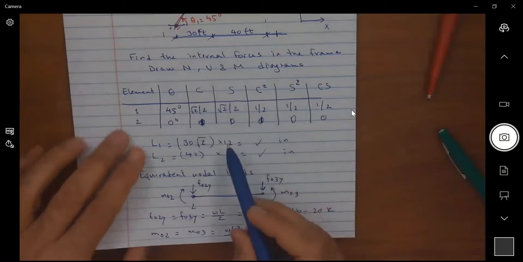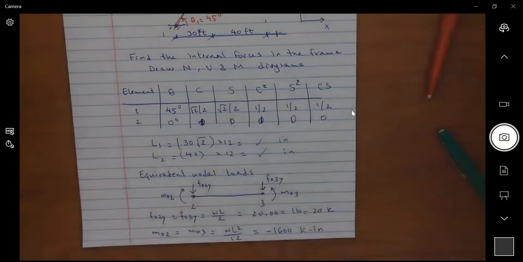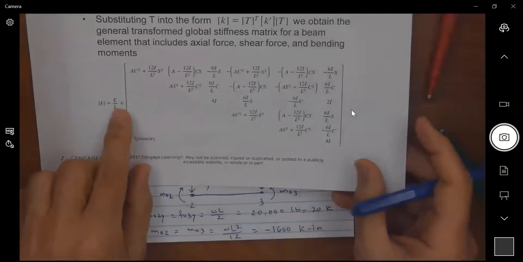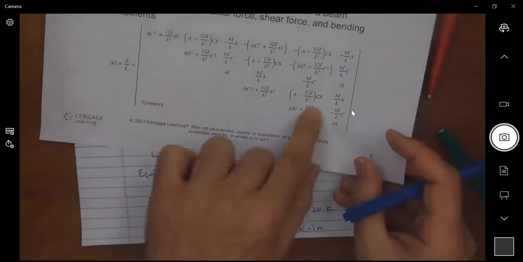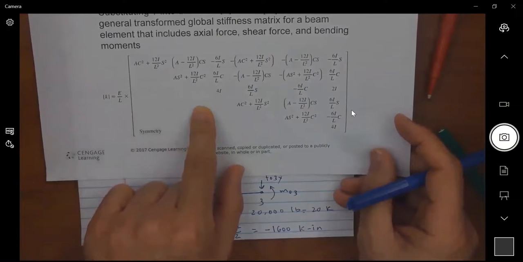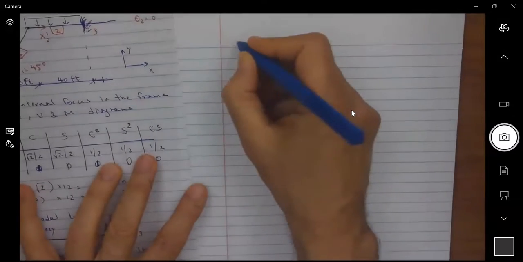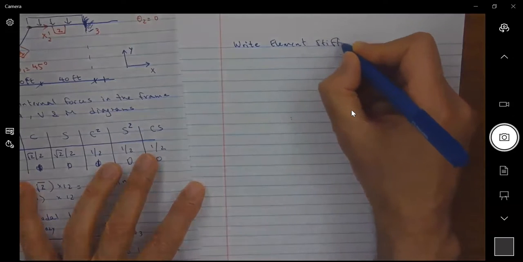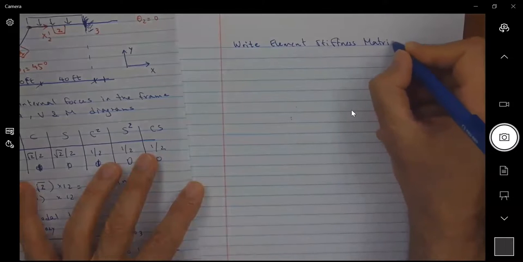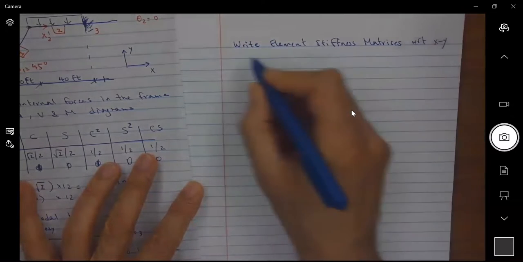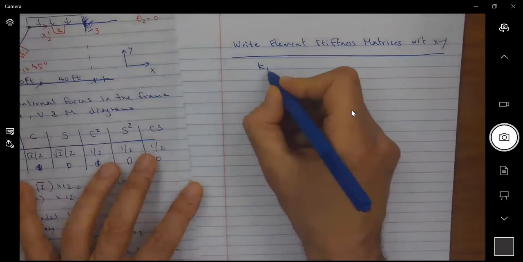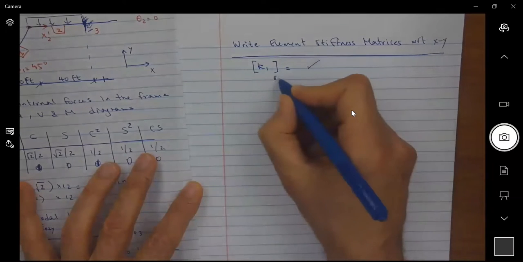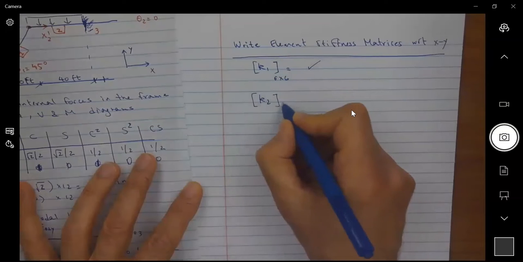Now, using the sines and cosines as well as the length, I trust that you can write the stiffness matrix for each of these elements here. So we can write a K1 and K2. So write the element stiffness matrices with respect to XY. So we're going to have a K1 that is a 6x6 and a K2 that is a 6x6.